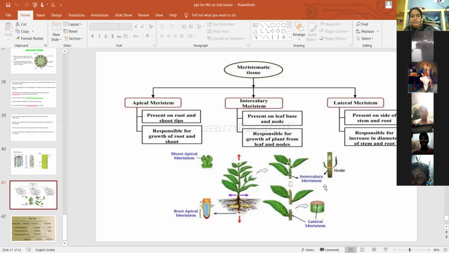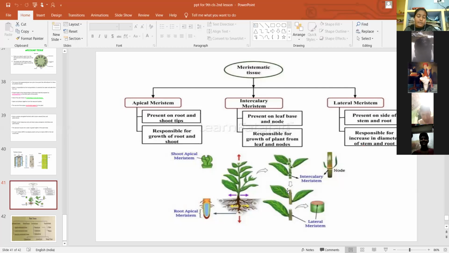Next, the intercalary meristematic tissue is present in the leaf base and node. This is the shoot apical meristematic tissue, and this is the root apical meristematic tissue. This is the plant, this is the shoot, and this is the root tip. The intercalary meristematic tissue is present in the middle of the plant, the base of the plant and the nodes.